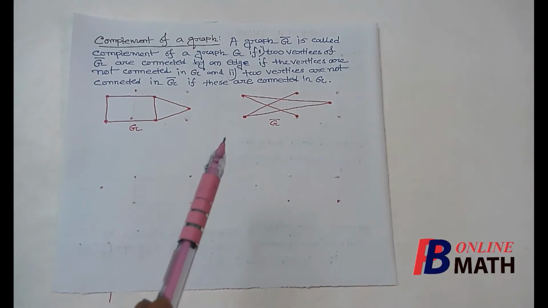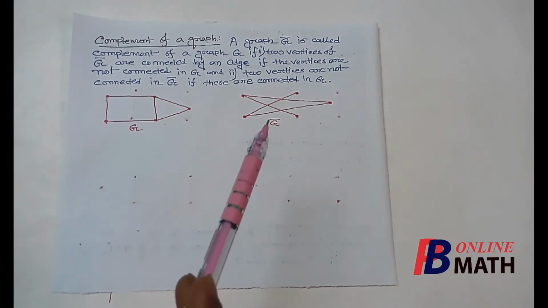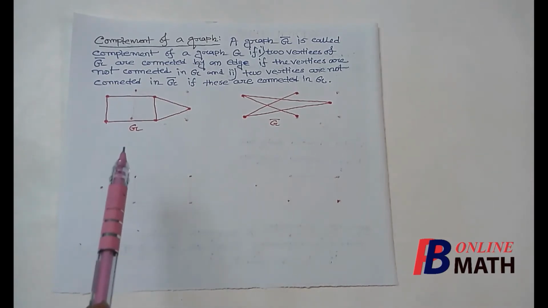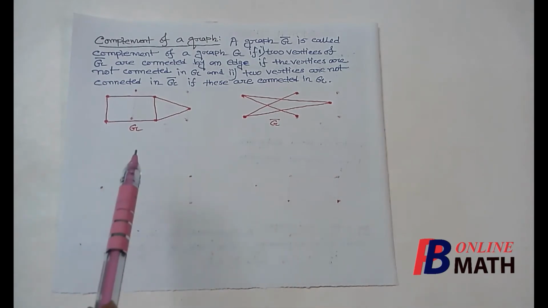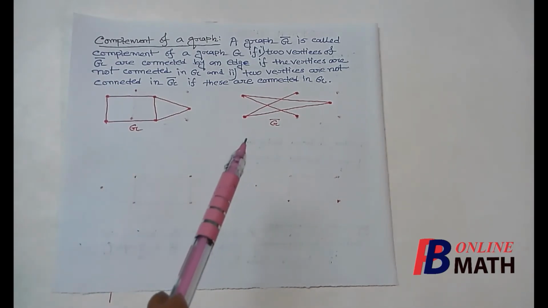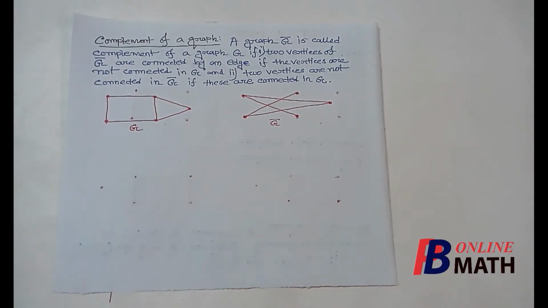Again, if we compute the complement of this graph G bar, then automatically we shall get this graph G. So the complement of the complement of a graph is the graph G itself. If we take the complement of this graph G bar, then we get G.